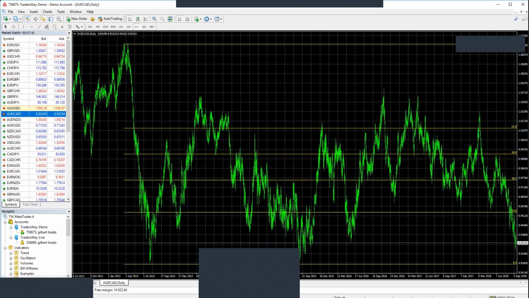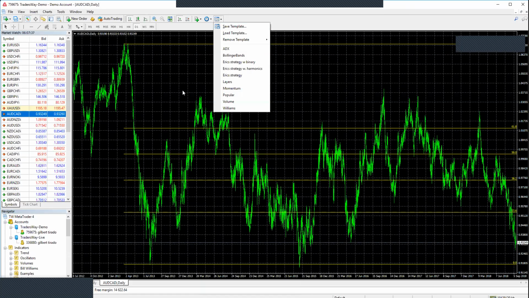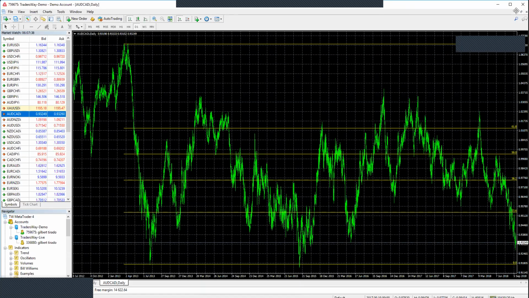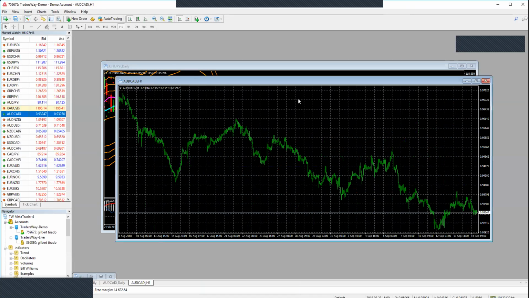There was another question. Let's see. What does the pullback look like on the MACD? Let's see. All right. Let's do this. Let's do another one.